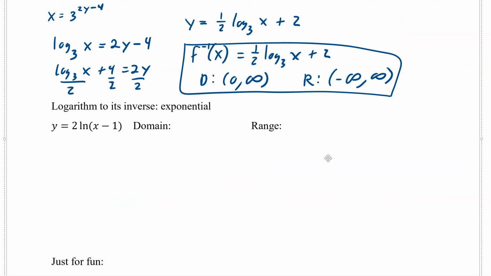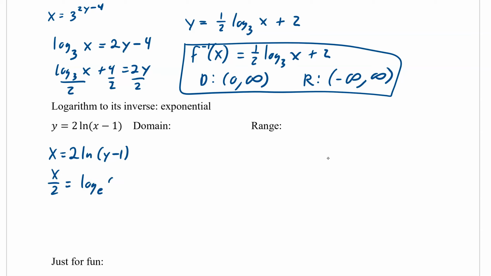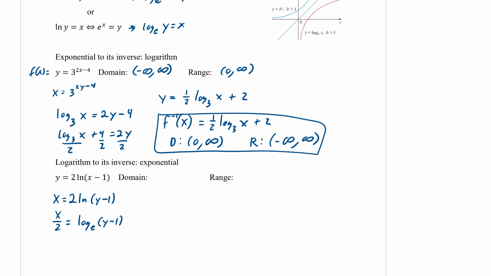So again, we're just going to switch the letters. And then now we're going to work it backwards. So first thing we want to do is either bring that 2 in or divide it. And so what I'm going to do is divide it. And I'm going to rewrite it as a base e, like that, just so that we have our conversion. So we're using this one right here.